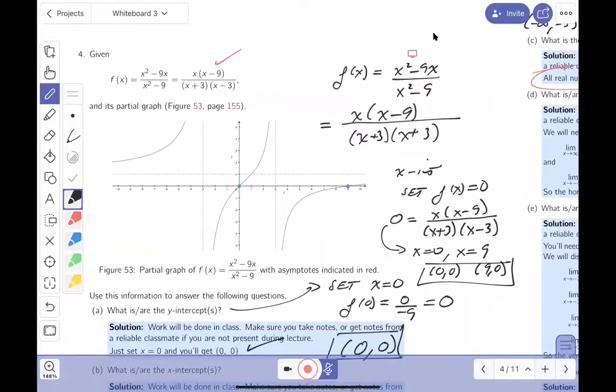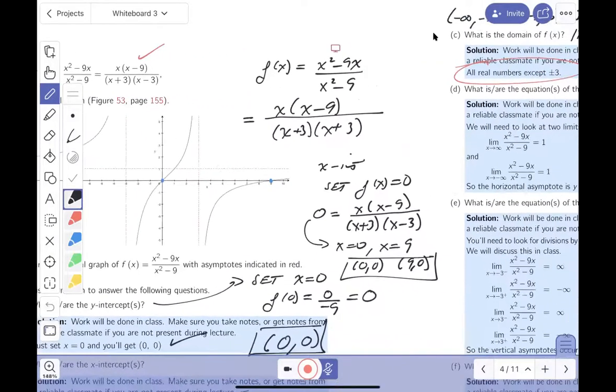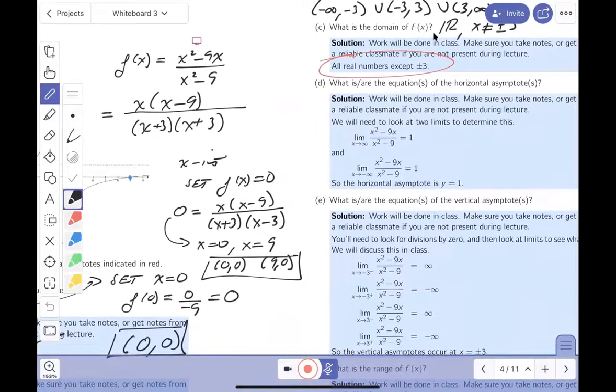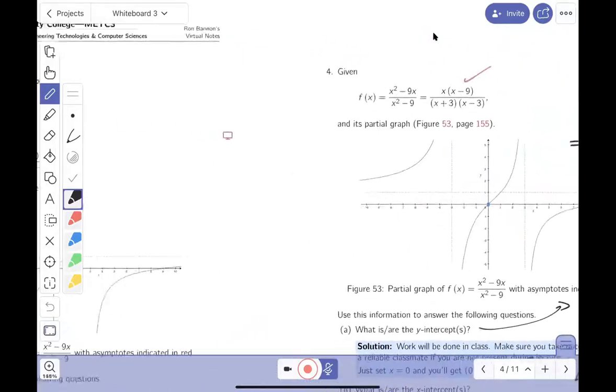I'm seeing it. I'm seeing this thing is everywhere except plus or minus 3. I'm seeing it. Okay, that's pretty good. Let's go to, oh, they want the horizontal asymptotes. Let's talk about that. How do I do that?